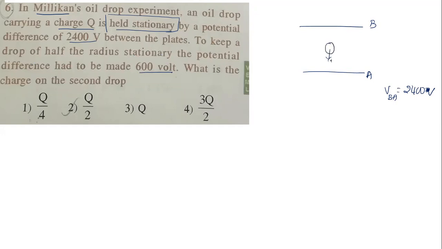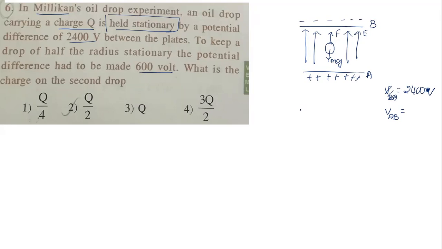So now there is a drop here. The force mg is acting downward, and the electric force is acting in the upward direction. Then only it can be held stationary. So the electric field will be in this direction. So I cannot say VBA, I can say VAB now. This becomes the higher potential, and this becomes the lower potential.